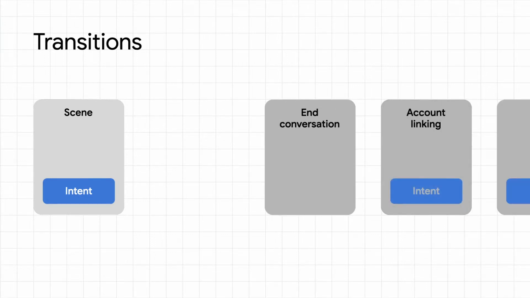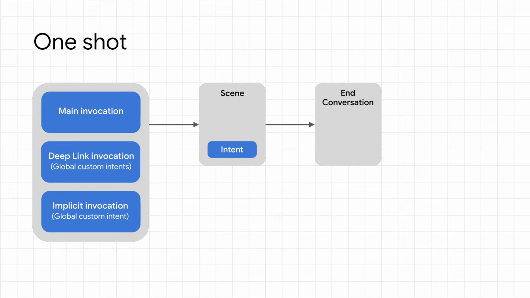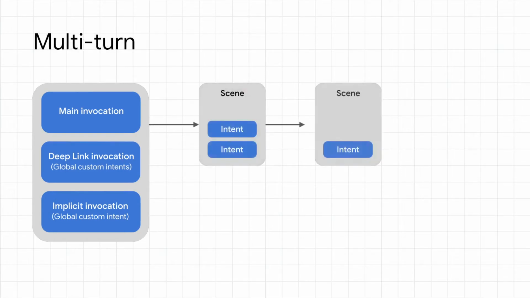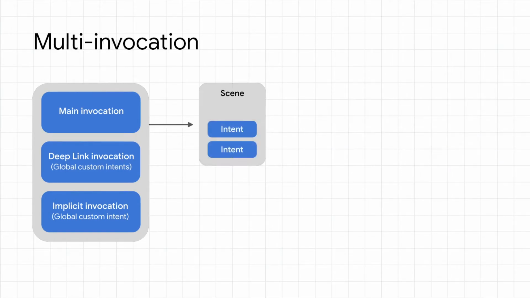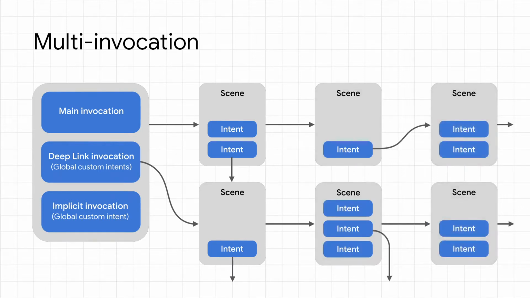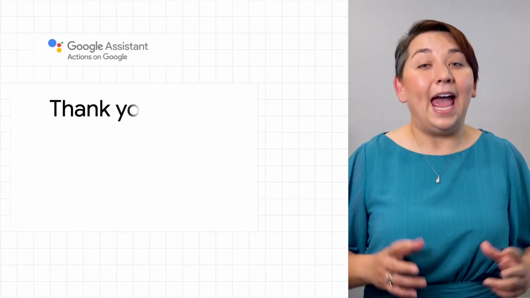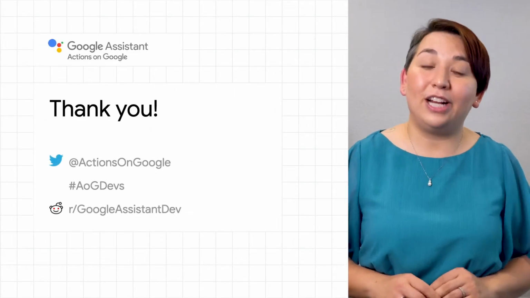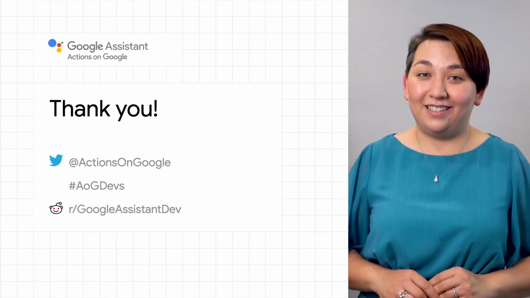You might have noticed that there are multiple places in a scene where you can trigger a webhook event, add a prompt, and transition to different scenes. This flexibility allows you to design conversations to fit your use case, from a one-shot action, to a multi-turn action, to a multi-invocation action. Check out our best practices to see different ways you can configure your conversation model using scenes. And of course, to learn more on scenes, check out the docs for requirements and details.